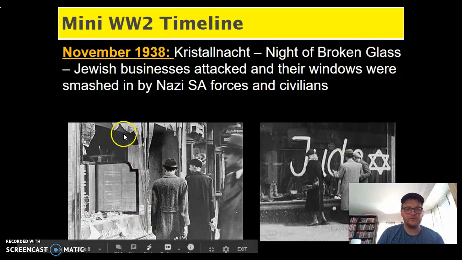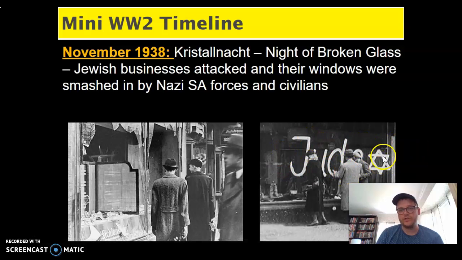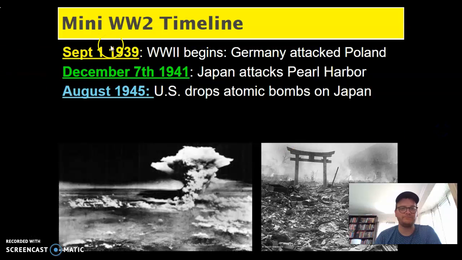You can see here storefronts crashed in. This right here, you can see it says Juda, which is the German word for Jewish, and a Jewish Star of David painted on the window, basically marking them as other and marking them as bad because of their Jewish heritage. You have September 1st, 1939, World War II begins.